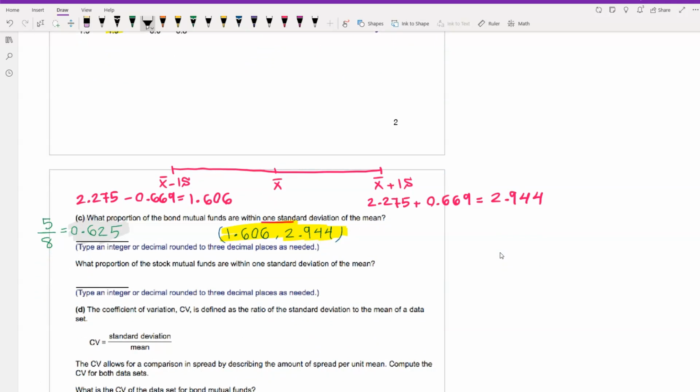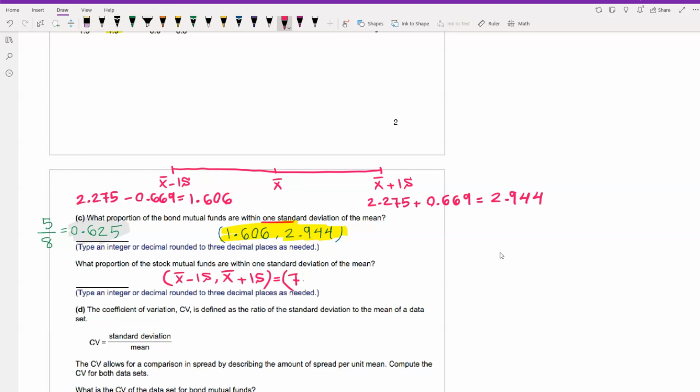Again, same thing for the next part. What proportion of the stock mutual funds are within one standard deviation? So this part is the same, and because it's asking for within one standard deviation, again we have to find x bar minus 1 times standard deviation and x bar plus 1 times standard deviation.